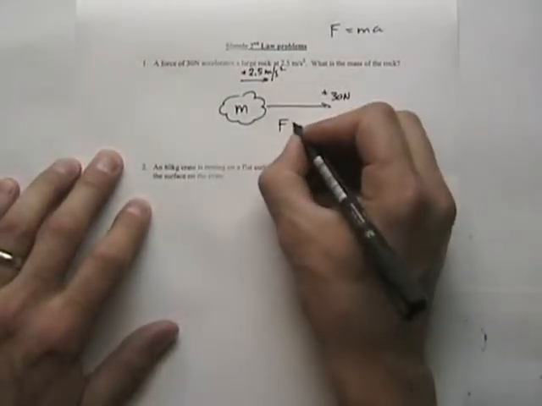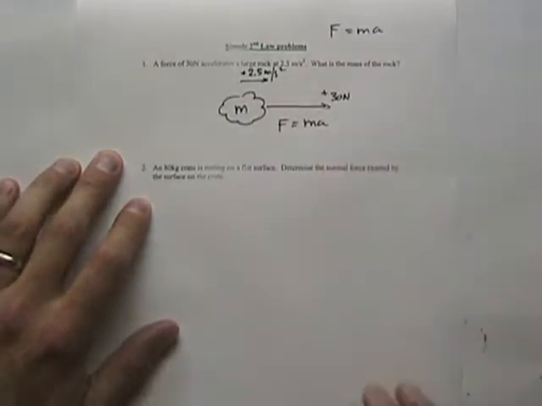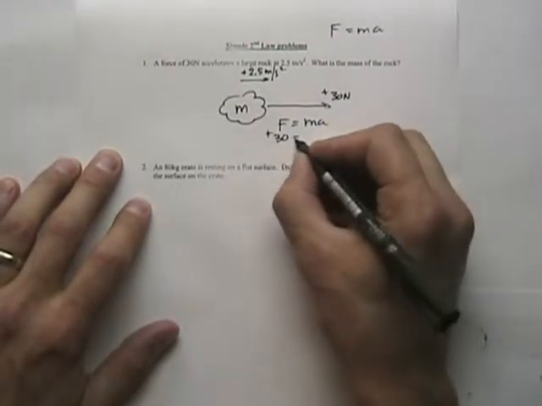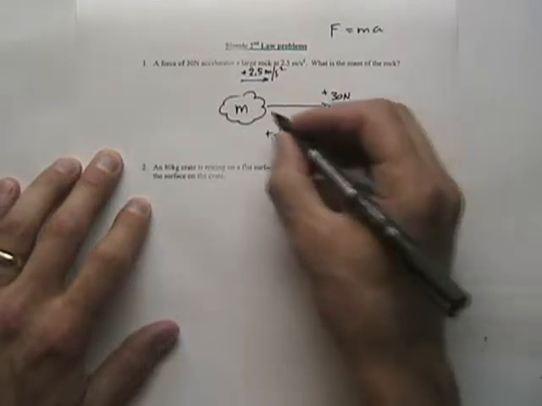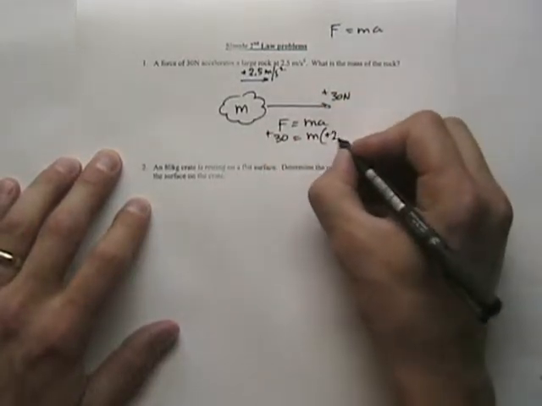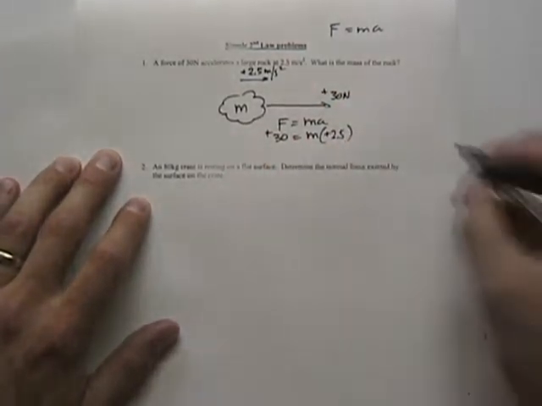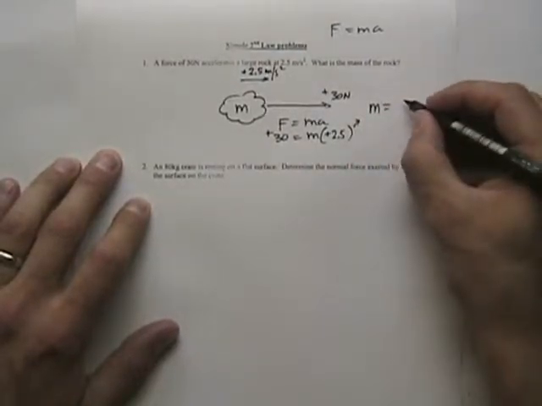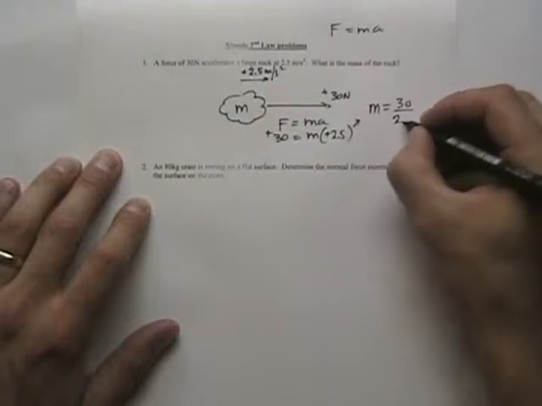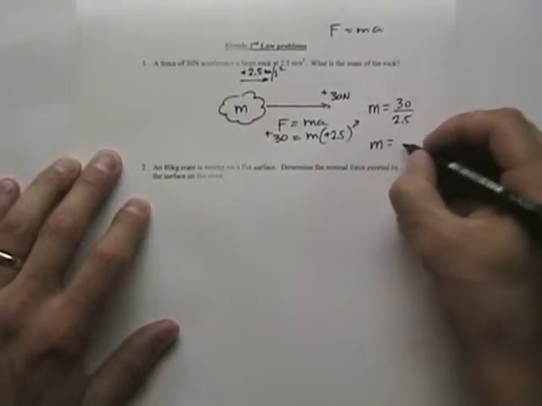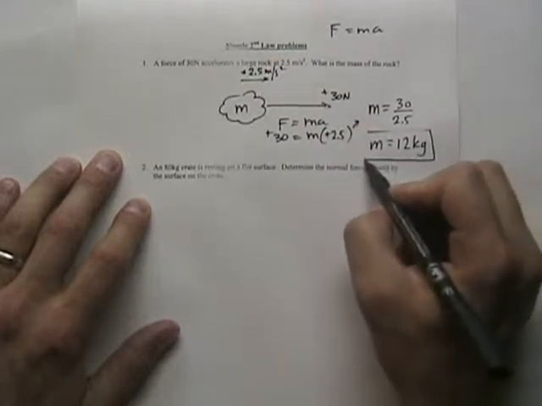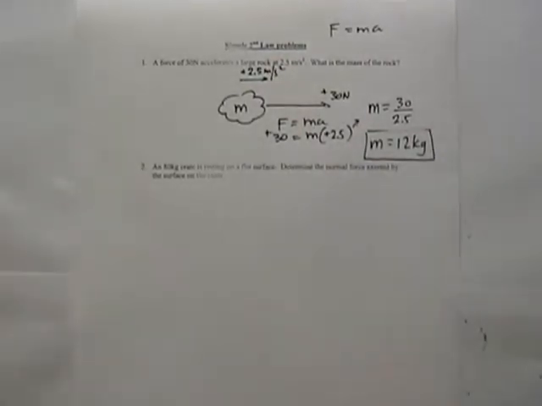So I go F equals ma, and my force is positive 30. My mass is unknown. My acceleration is positive 2.5. Solve that thing out for m. So we'll come up here. M is 30 divided by 2.5, or you get a mass of 12 kilograms. So that's your basic straightforward F equals ma.